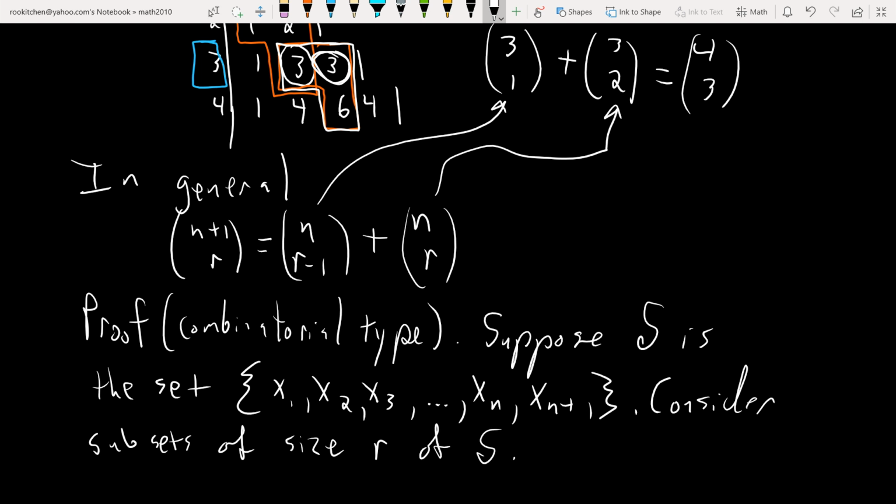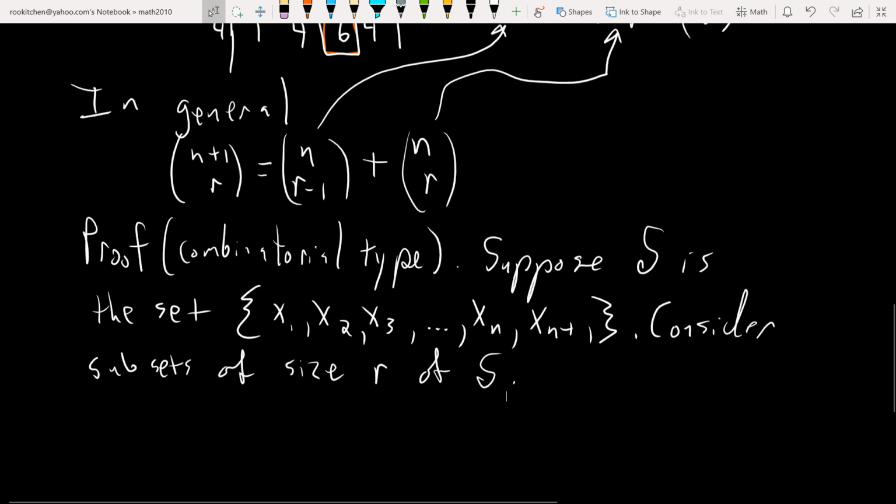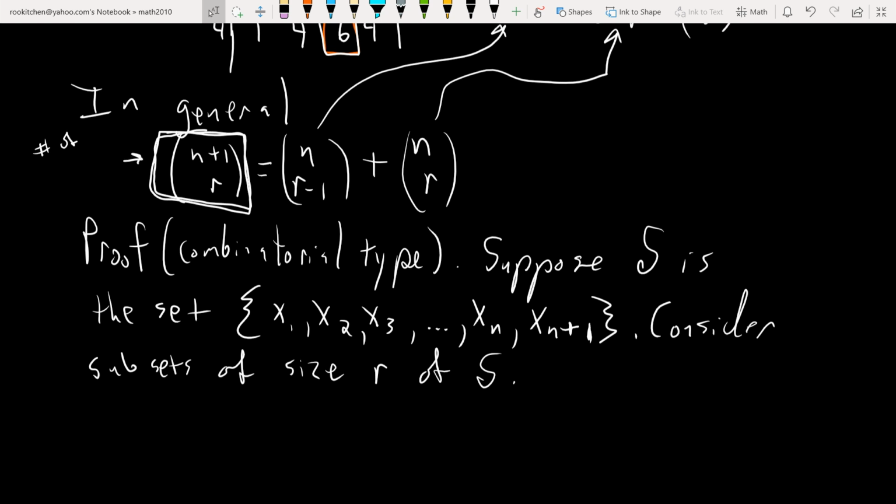To count the number of subsets of a set, you're doing nCr, right? So if you have n elements in a set, the number of subsets of size r is n choose r. Here we're working with a set with n+1 elements in it, x sub n plus 1. And that's what this thing at the top of the page on the left, which I'm putting in a box, is saying. This is counting the number of subsets of size r taken from a set with n+1 elements.